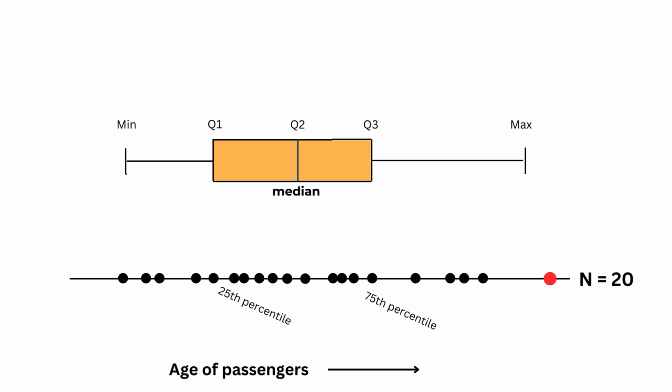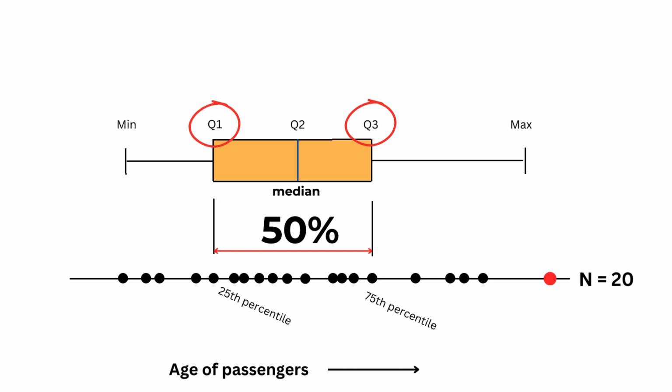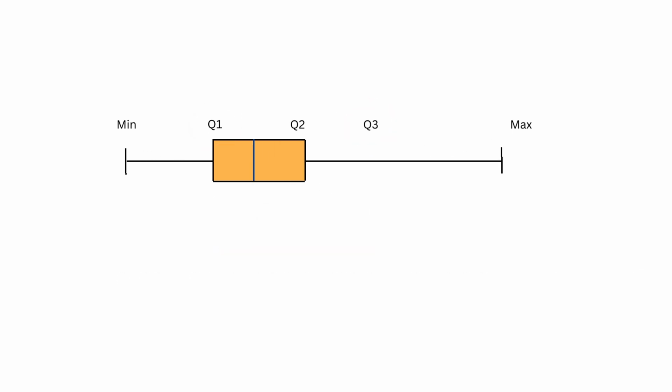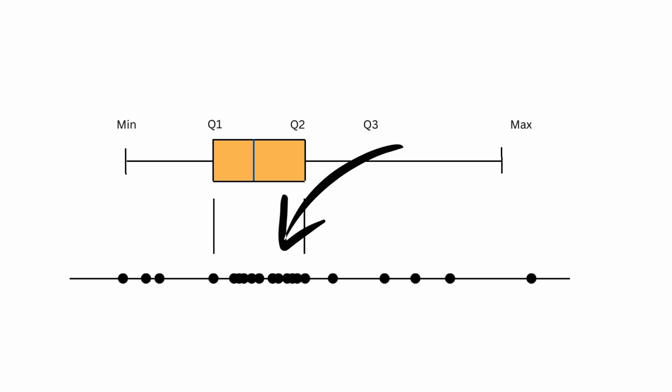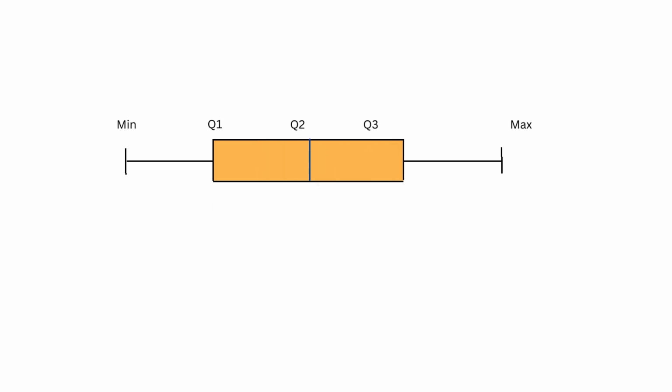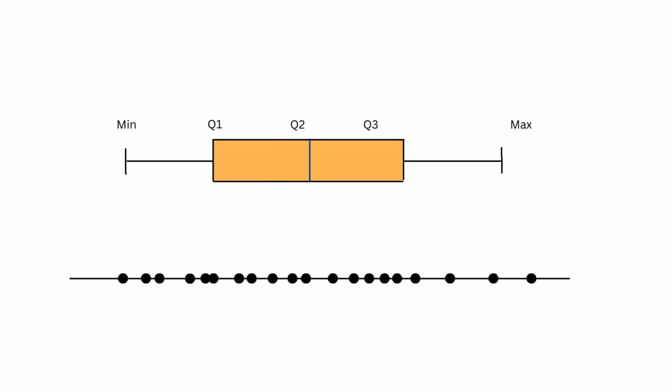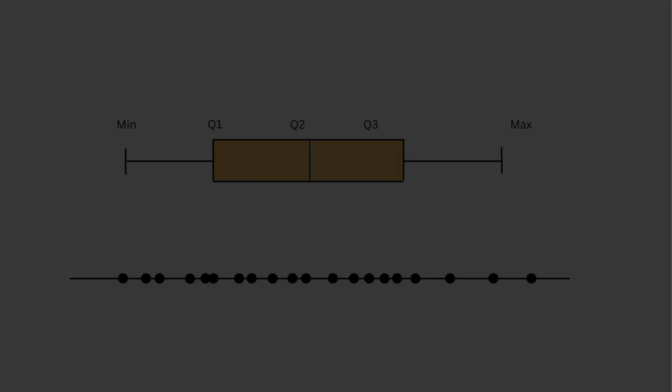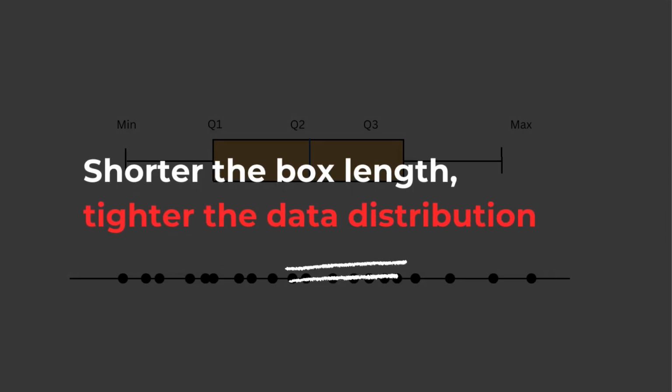So the next thing, if you have observed that the distance between Q3 and Q1, which is also the box length, contains 50% of our whole data set, and the rest 50% lies along the whiskers. So that simply means if you have a very short box length, that means that the data is very tightly packed in that particular area, and you can focus more on that region as compared to other region. But if you have a larger box length, that simply means that the data is very well distributed along the whole range. So shorter the box length, tighter is our data distribution.